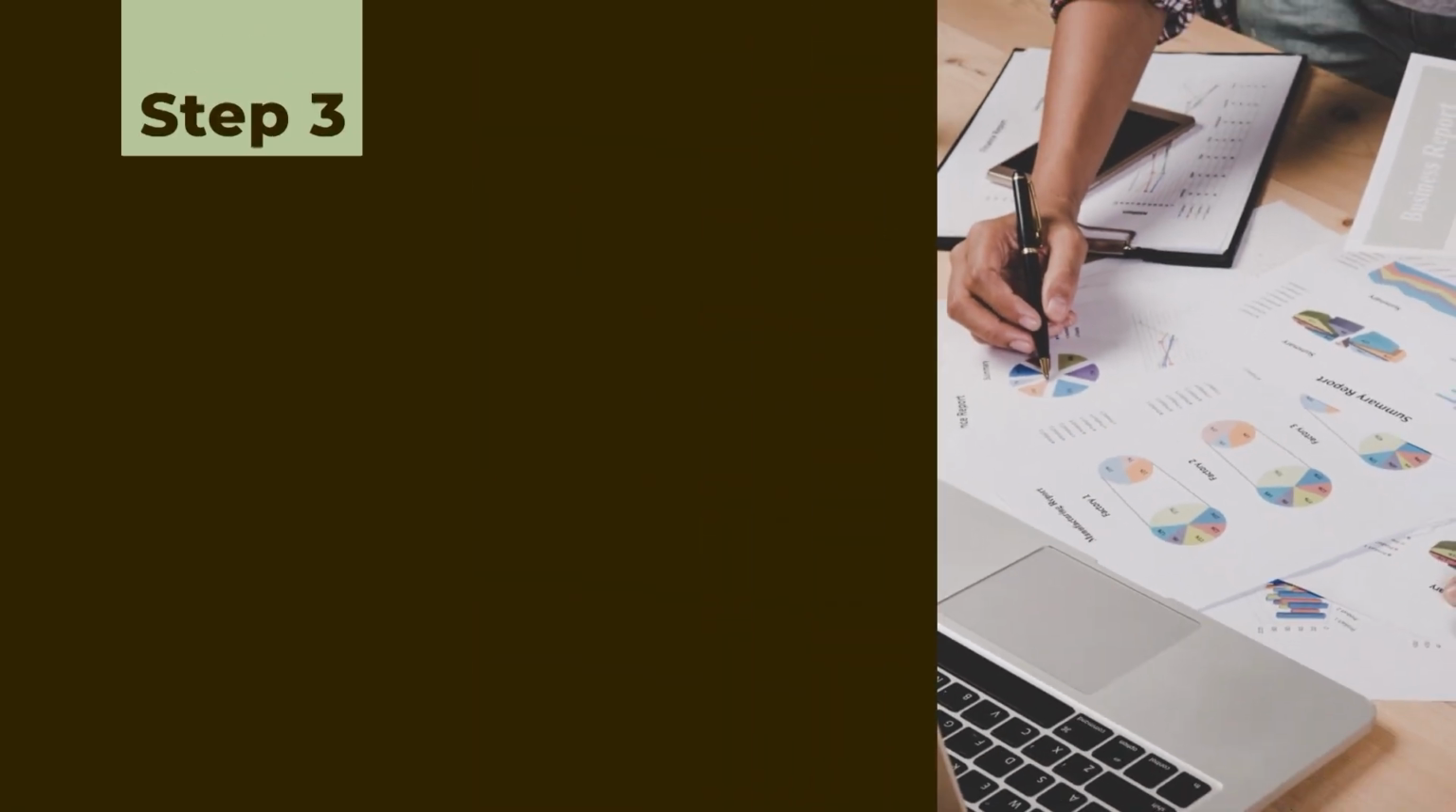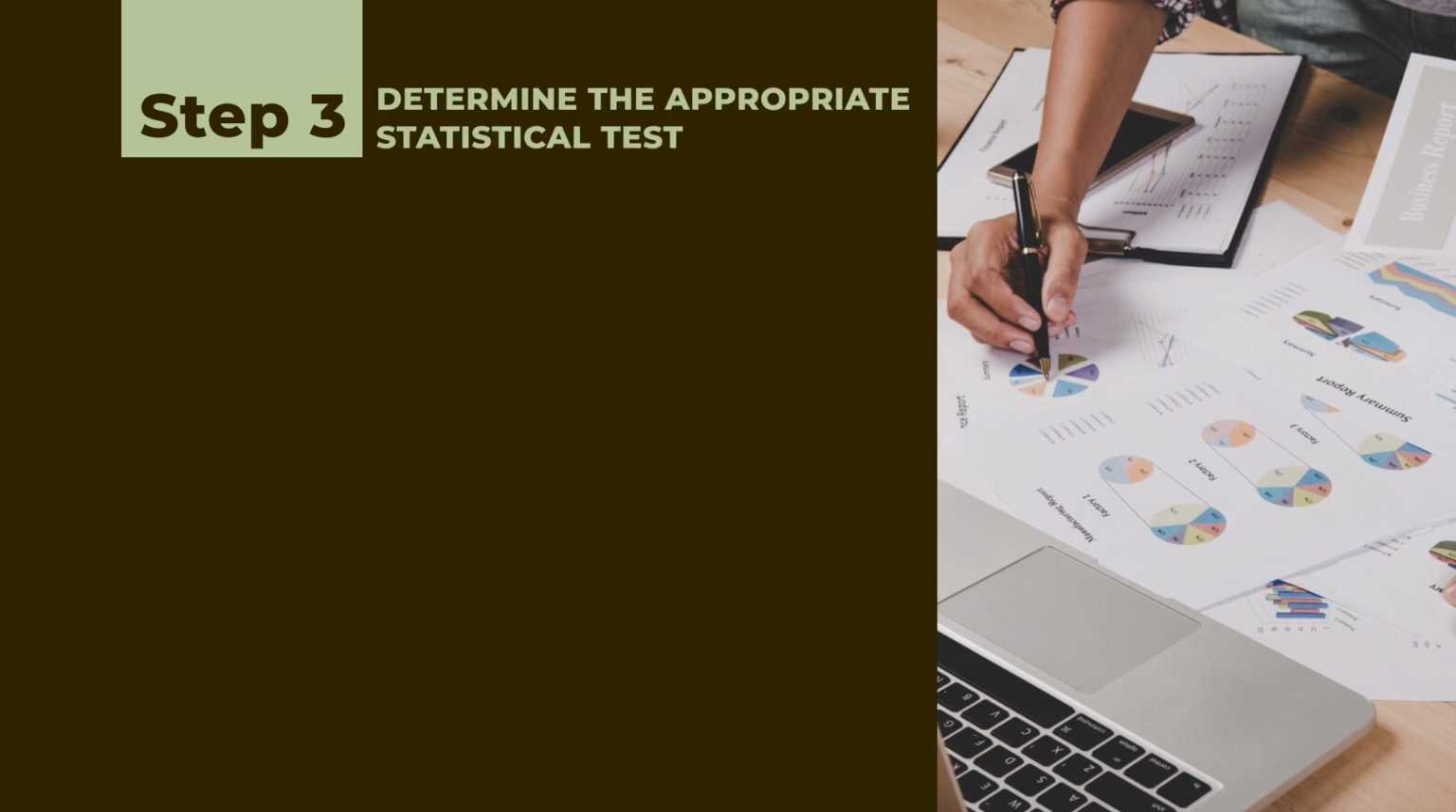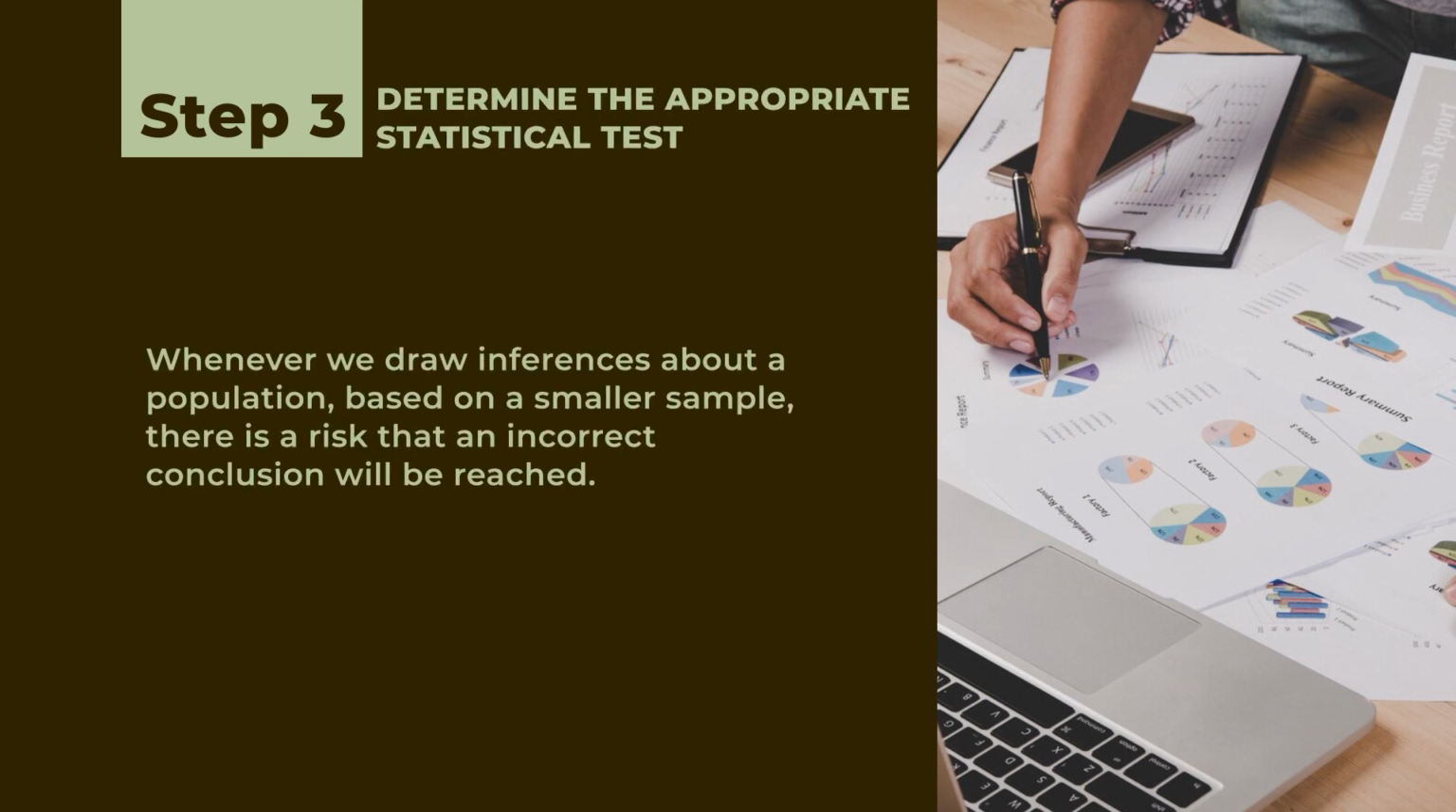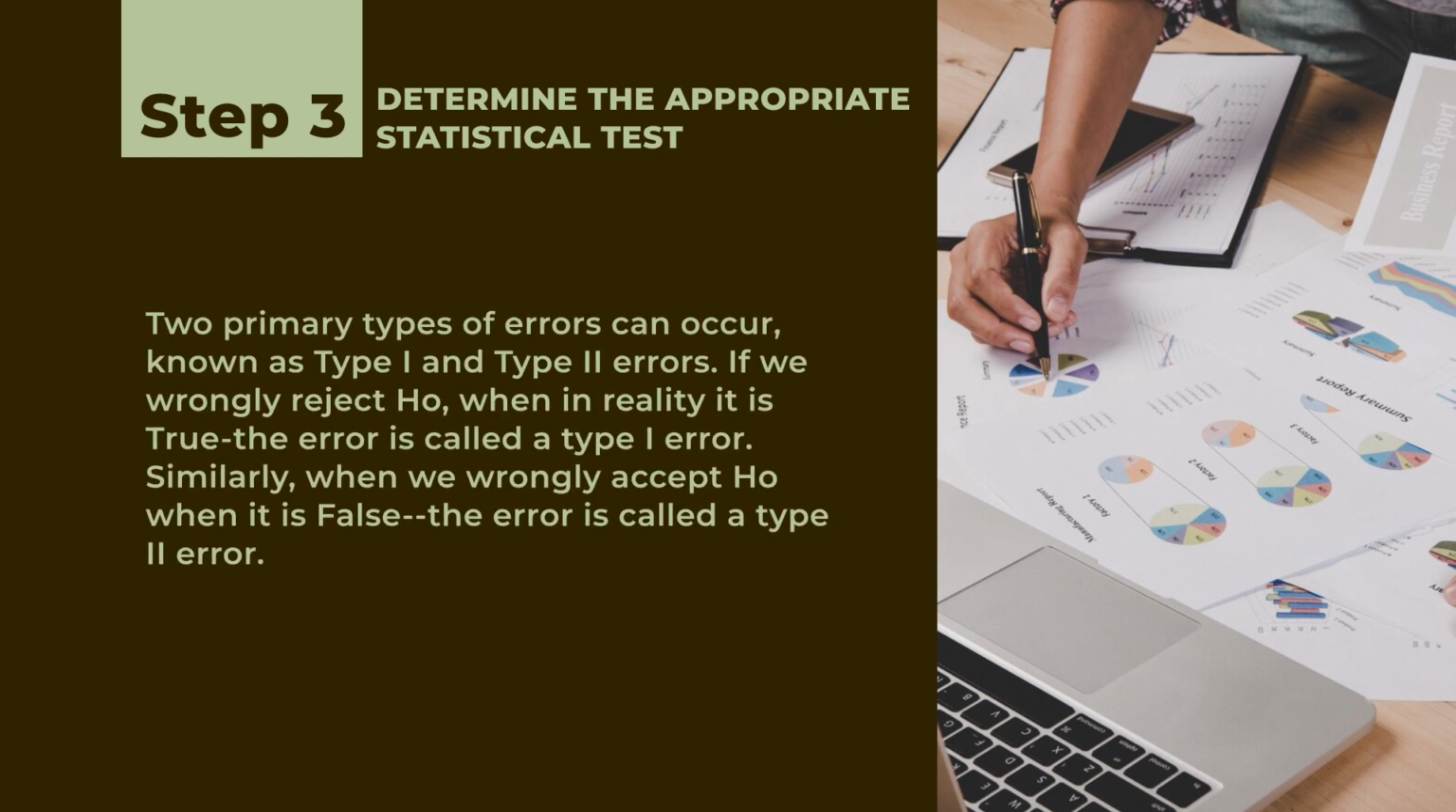The next step is to set the level of significance. As we know, whenever we draw inferences about a population based on a smaller sample, there is a risk that an incorrect conclusion will be reached. Two primary types of errors can occur, known as type 1 and type 2 errors. If we wrongly reject the null hypothesis when in reality it is true, the error is called a type 1 error. Similarly, when we wrongly accept the null hypothesis when it is false, the error is called a type 2 error.